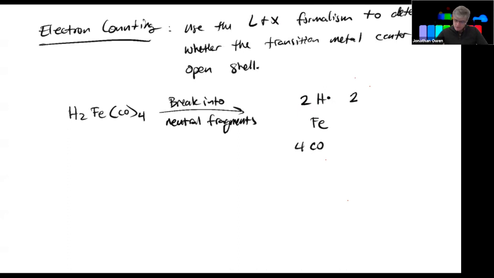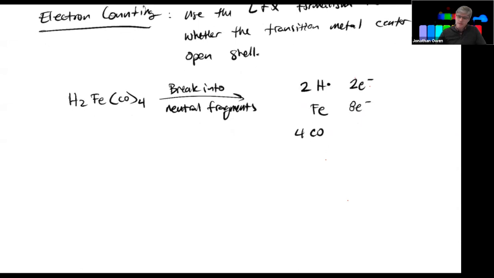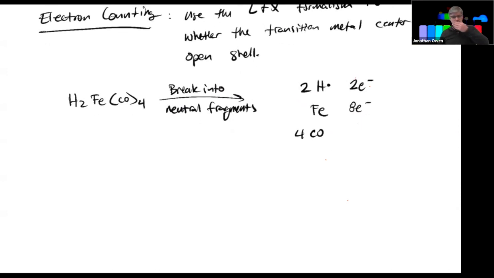2 hydrogens, each with 1 electron, contribute 2 electrons. How many valence electrons does iron have? If you're looking at the periodic table, you have a problem. You must know this off the top of your head. Iron, ruthenium, and osmium, a really useful one to remember because it kind of divides the periodic table: 8 electrons for iron, ruthenium, and osmium. Nickel, palladium, platinum, 10 electrons. That's the right-hand side. Titanium, zirconium, hafnium, 4 electrons. That's not the left edge, but close.